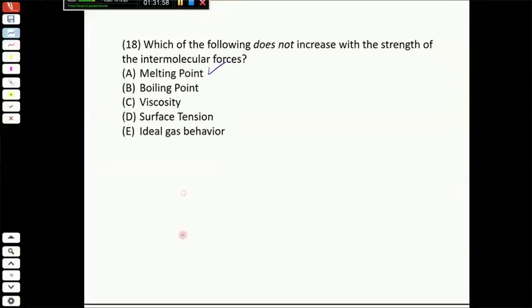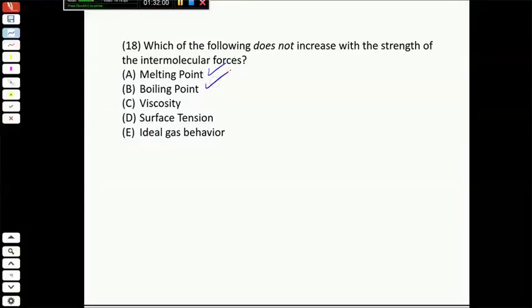So both of those are going to be true. Those would both increase if you have stronger intermolecular forces, because it means you have to go to higher temperatures to break those forces and get the molecules from either solid to liquid or liquid to gas.